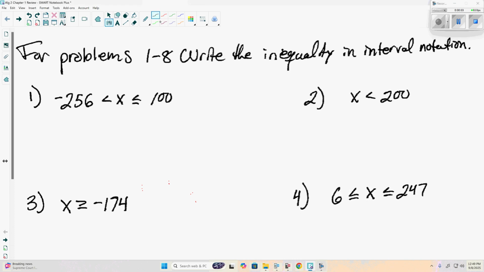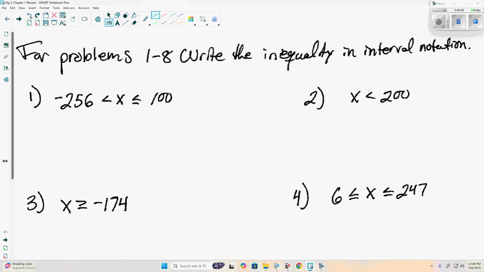So we're going to work through a few of these problems here to get you ready, or just to make sure you're ready for the test. Questions 1 through 8. Write the inequality in interval notation.